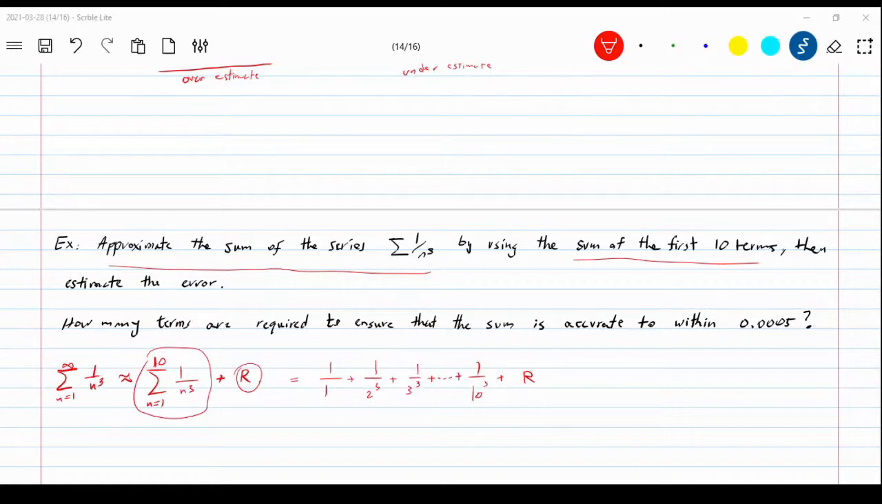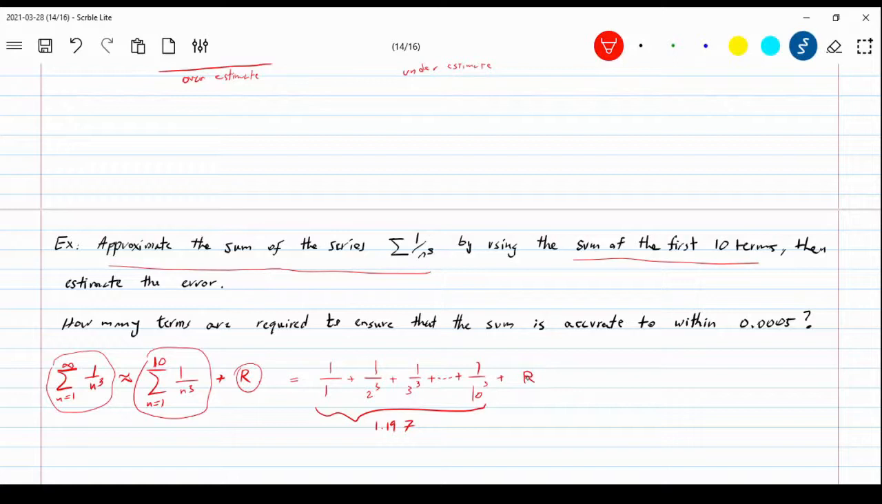So let me see if I can find out what that summation is. Let me use a calculator. Okay, so the summation of the first 10 terms is, here we go, something like 1.197. So I can say this sum of 1 over n cubed is close to 1.197 plus some remainder.